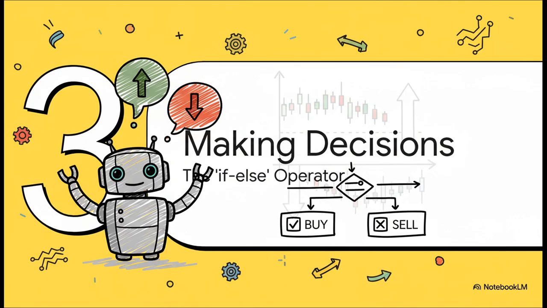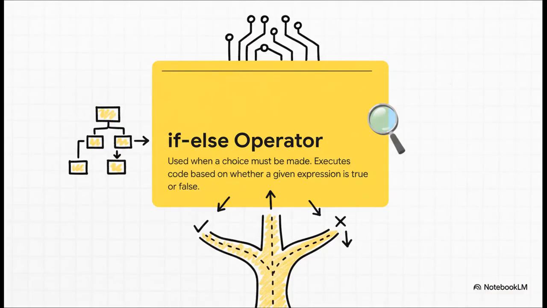A robot that just sits there and watches isn't very useful, right? To be a trader, it has to make decisions. And the most fundamental tool for making a decision in code is the if-else statement. It's the simplest way we can tell our robot, hey, if this specific thing is happening in the market, then do this. Otherwise, do something completely different. At its core, the if-else operator is basically just a fork in the road for our program. It asks a simple question. If the answer is true, the code goes down one path. If the answer is false, it goes down the other. It sounds simple, but this one little choice is the foundation for every complex strategy you can imagine.